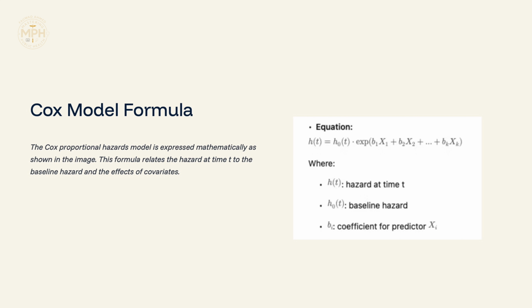We don't need to estimate the baseline hazard itself to interpret the hazard ratios. Exponentiating the coefficients gives us hazard ratios. A hazard ratio of 1 means no effect. Greater than 1 means increased risk. Less than 1 means reduced risk.